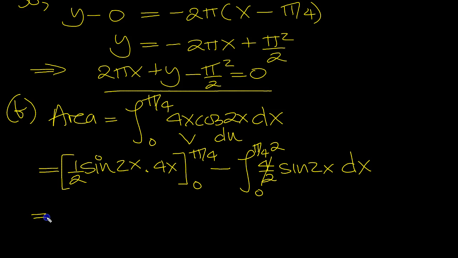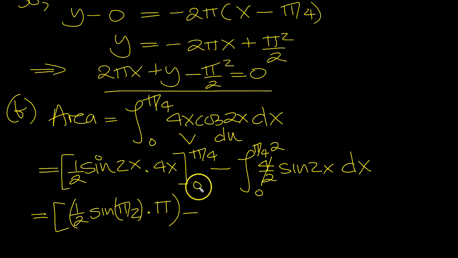So that's equal to then, let's work out this value, pi over 4 in here, we get half sine pi over 2 times 4 pi over 4, which is pi. That's the top value. Take away the bottom value when you put naught in here. Sine naught is naught. So it doesn't matter what the other term is. This will work out to a product of 0, minus. Now this is the integral of 2 sine 2x.